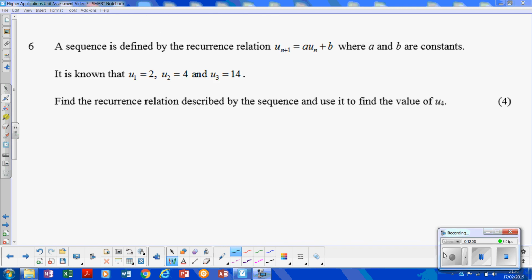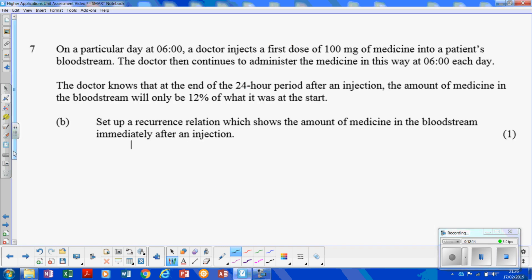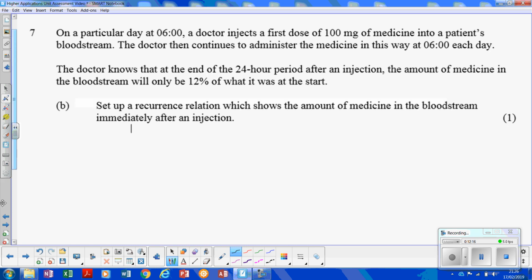For the unit assessment, you do not need to know how to do this question, so I'm going to skip on to the next one. So, question 7. On a particular day at 6 AM, a doctor injects a first dose of 100 milligrams of medicine into a patient's bloodstream. The doctor then continues to administer the medicine in this way at 6 AM each day.